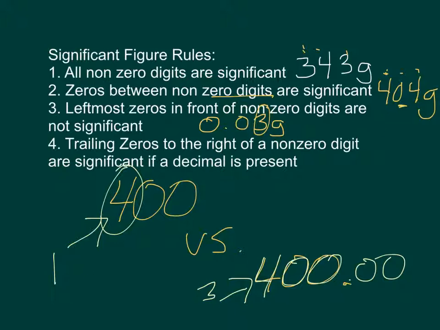Maybe you're estimating. You have a very precise measuring tool that's measuring to the tenths place. So now we would have not 3, but 5. So if a decimal is present, like right here, then the trailing zeros are significant. If there's no decimal present, like in the case of this 400 right here, then the trailing zeros are not significant. Okay, so let's look at a couple of examples to make sure y'all got that.